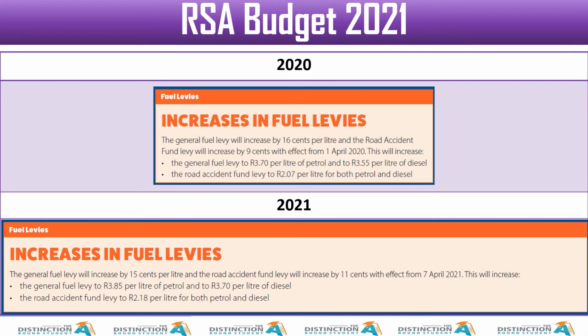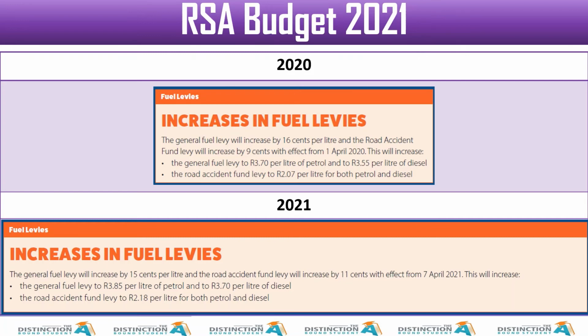And then we have fuel levies. The difference here, again, means that it will be more expensive for us to travel. So this one will lead to inflation in a way. The general fuel levy will increase by 15 cents per liter. That is something which is not good, in my opinion.